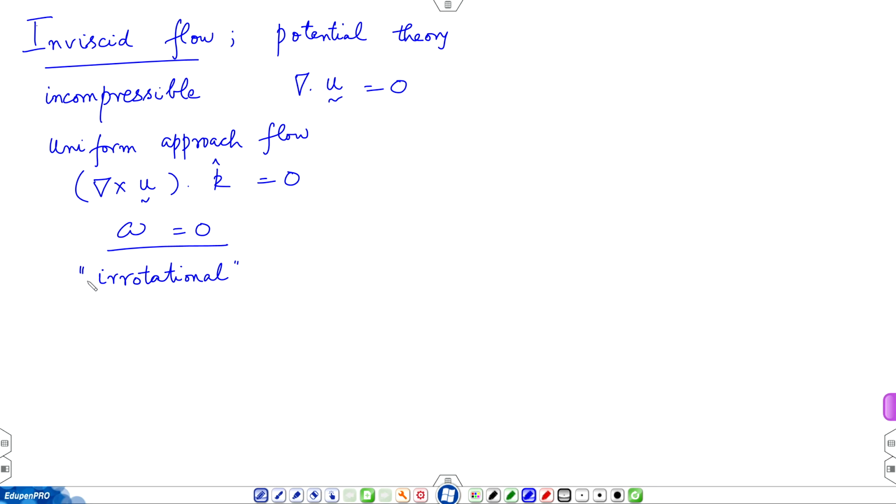Now, since del cross u is 0, u should be expressible as the gradient of a scalar potential. This will identically satisfy the equation del cross u equal to 0. Of course, phi at the moment is unspecified, it is some function phi, but the fact that such a function exists whose gradient is the velocity field leads us to what is called potential theory.